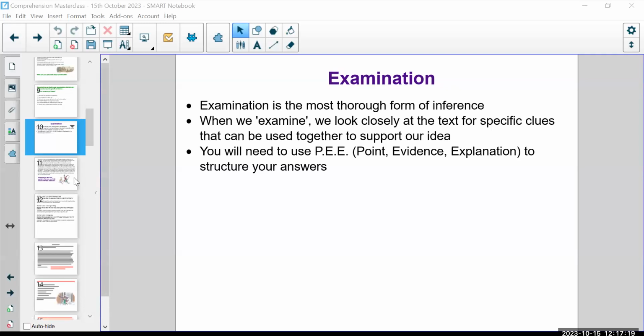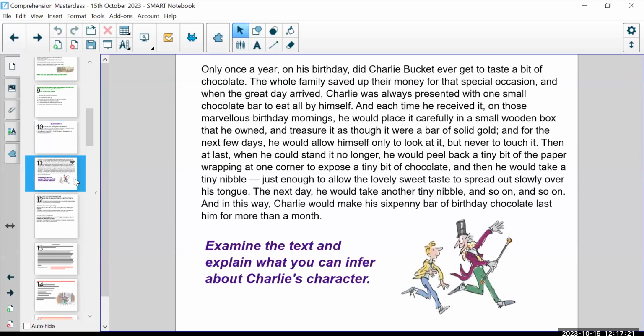So let's look at this next passage and see if you guys can practice this. This is leading on from the bit we read before, and I'm going to read this out, and then I will give you guys a bit of time to write some PEE answers which explain what you can infer about Charlie's character. For this one, you're going to be looking for your quotes, your relevant short phrases that you're going to use in your answer. So here we go. Let's read it out.